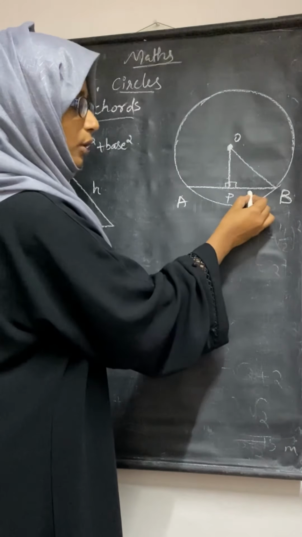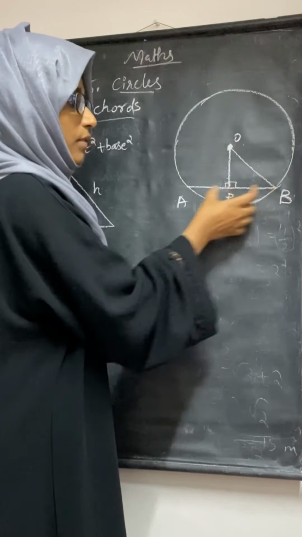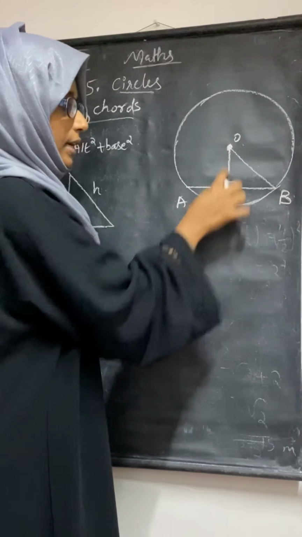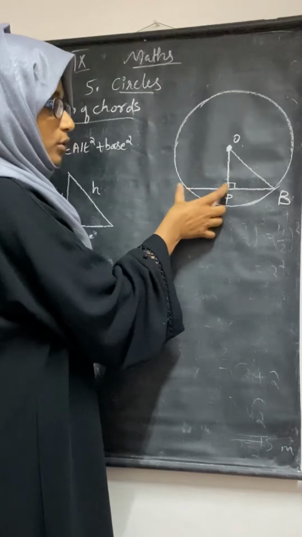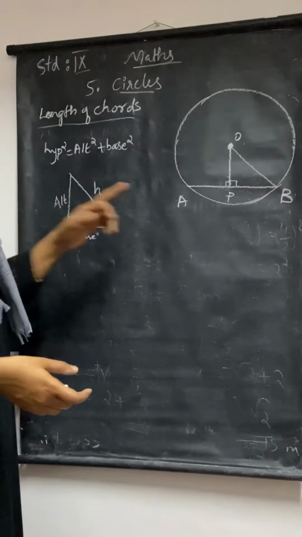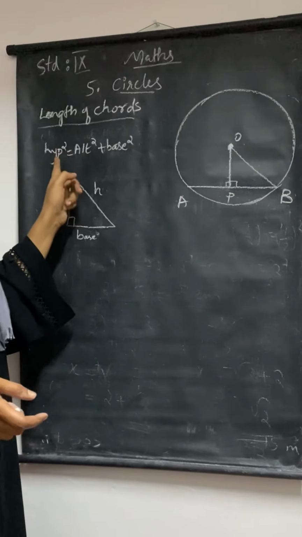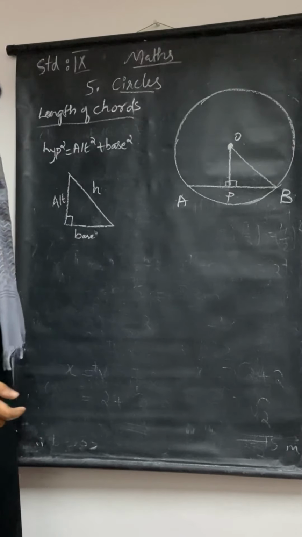So the base you can find out. So this much is the base. The same will be here also because it is a center line, no? So it will be exactly half. Whatever you get here, you have to add here also so that you will get the length of the chord. So here you have to use the Pythagoras theorem: hypotenuse square is equal to altitude square plus base square.